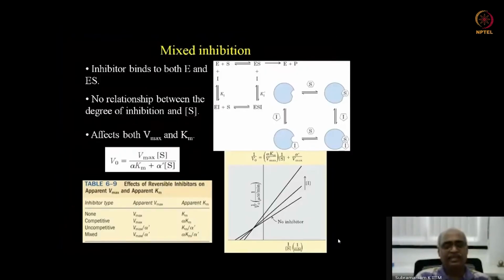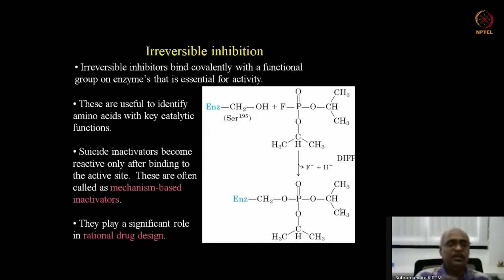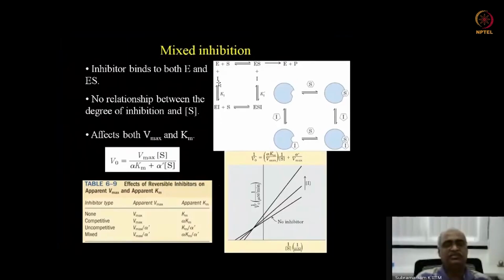So you need to mentally visualize these situations multiple times to get an idea of why the Vmax changes, why Km changes, all those things. So far, what we were looking at were all reversible inhibitions, where the binding is reversible, going by these equations. You see here, the forward as well as reverse are both possible. So these are all reversible reactions, so these are reversible inhibitions.